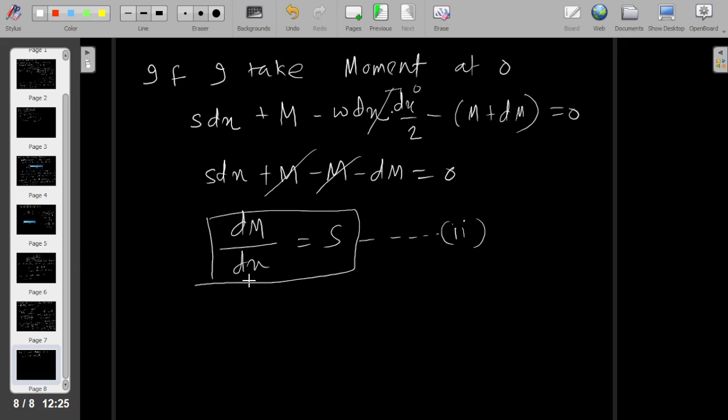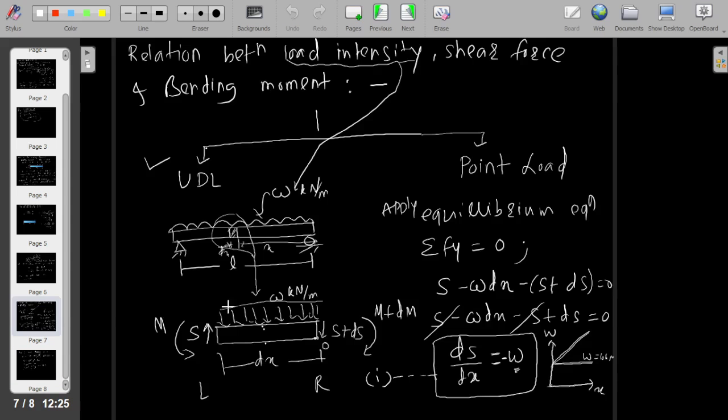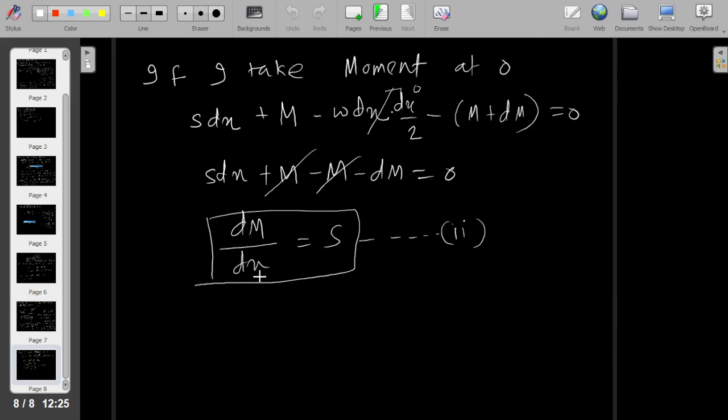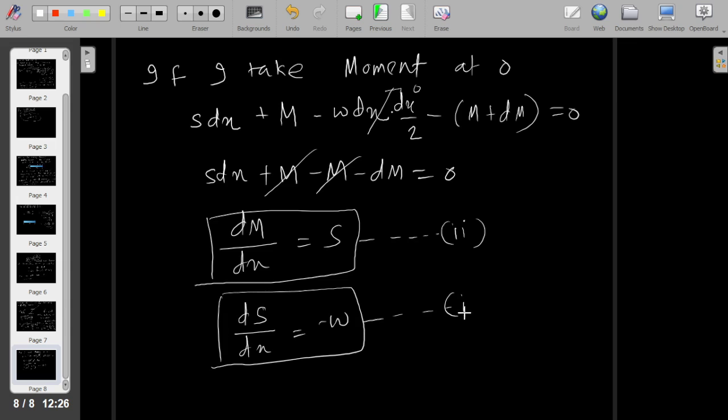These relations are very important. In the first relation, I related the load intensity with the shear force. In this one, I have related the bending moment: the change in bending moment along the distance is the shear force. Let me write the first relation once more: dS by dx is equal to minus w. With these two relations, we are drawing the shear force diagram and bending moment diagram. The significance of drawing these, I already explained at the start.